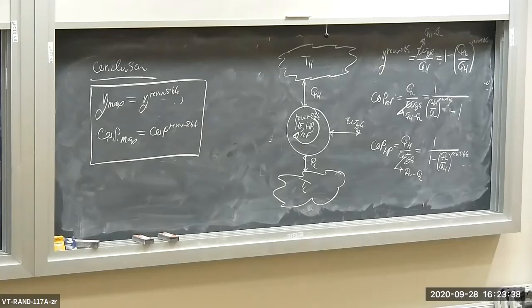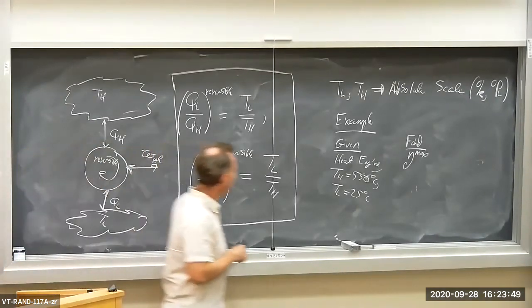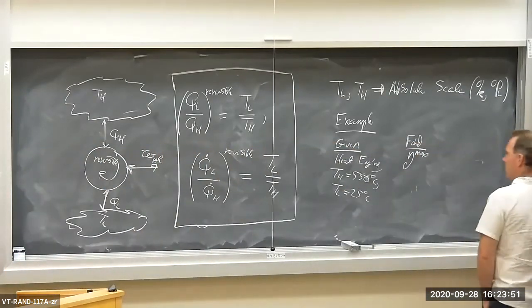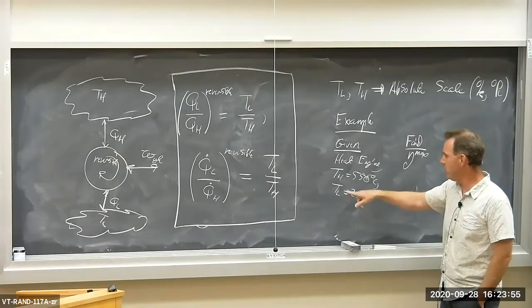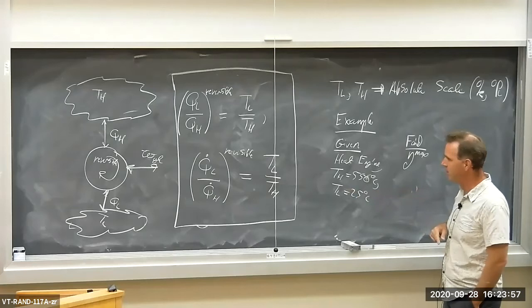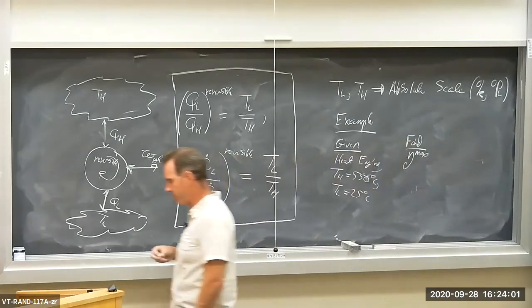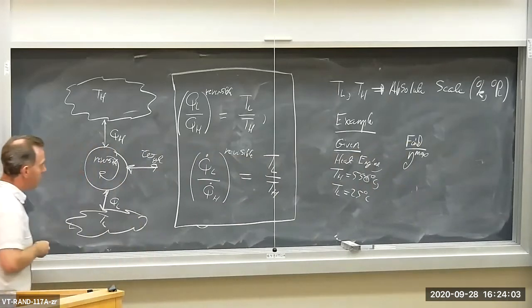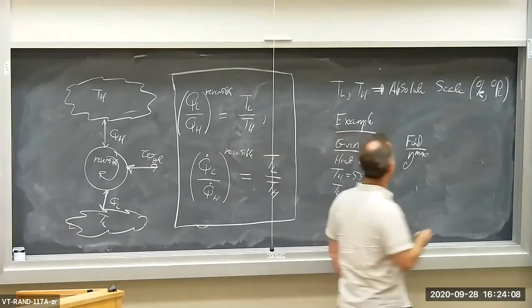Okay, let's get started here. Sorry about that. Example. Heat engine. High temperature reservoir, 550 degrees. Low temperature reservoir, 25. Find the maximum efficiency, okay? Let's put up a schematic.